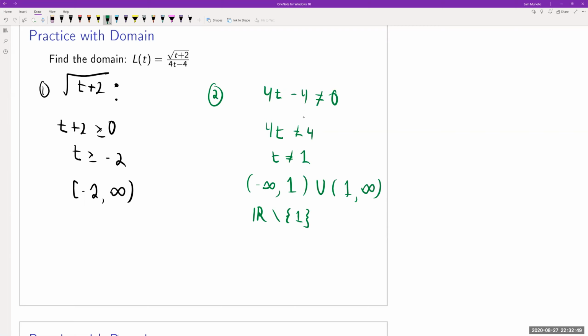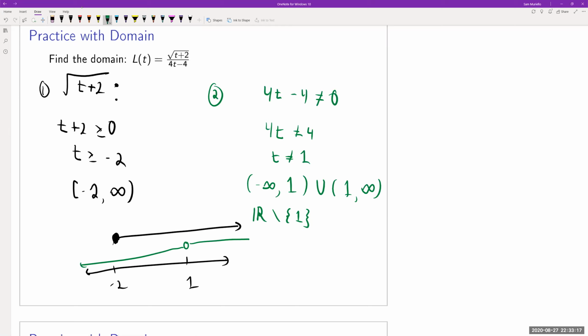So now I've got these two different pieces that define my two different domains for the two different problem points. I'll need to take the intersection of the two, because I need to make sure that any point I pick is not a problem for either. This is where it might be helpful to graph. So taking a look here, what I've got for the first one is negative 2 to infinity. And what I've got for the second one is everything except for 1. I see that my overlap is going to be this is my domain.